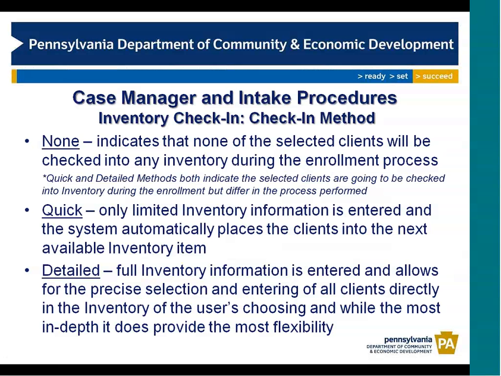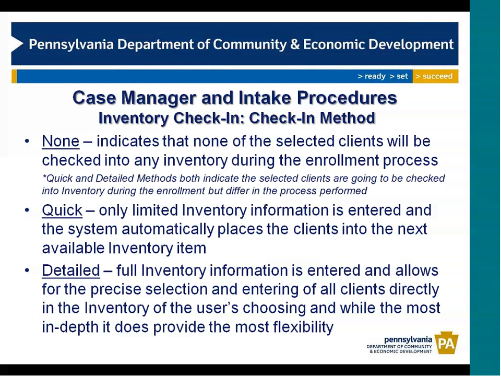The check-in methods, as I said before, are none, quick, and detailed. None is pretty straightforward. That indicates that none of the selected clients will be checked into any inventory during the enrollment process. It skips any inventory stuff and just performs the enrollments. Then the quick and detailed methods both tell the system, hey, I want to do some inventory. I want to put these guys into some inventory. But they differ a little bit in each process.